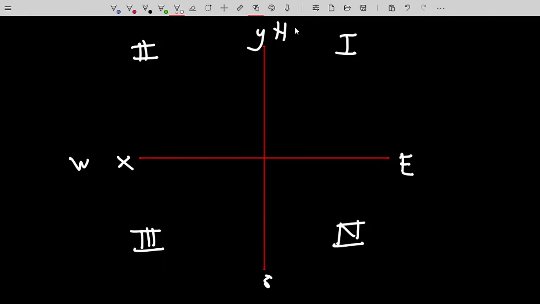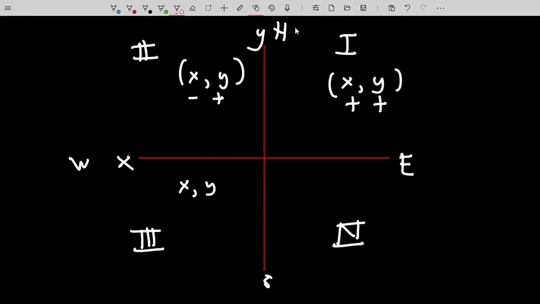Now for your first quadrant, your x and y here are both positive. For your second quadrant, our x and y here are negative and positive. For our third quadrant, I also want you to remember that your x and y here are both negative. For the fourth quadrant, your x and y here are positive and negative. I want you to keep this in mind because this is really helpful in adding vectors graphically.